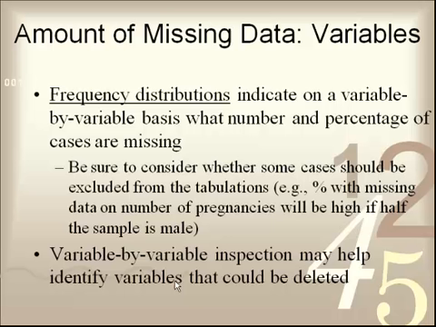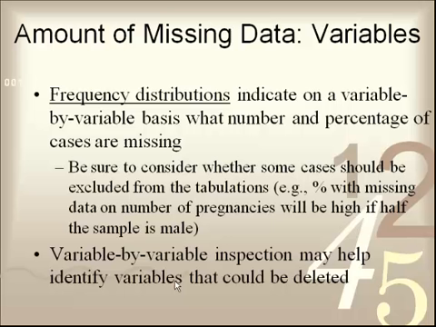With frequency distributions, when you indicate on a variable by variable basis what number and what percentage is missing, that sometimes is helpful to have the people in your study know. So be sure to consider whether some cases should be excluded from the tabulations completely. So if you have percentages with missing data on the number of pregnancies, and you have one that will be half and half, and the sample is male, then that's something to consider.